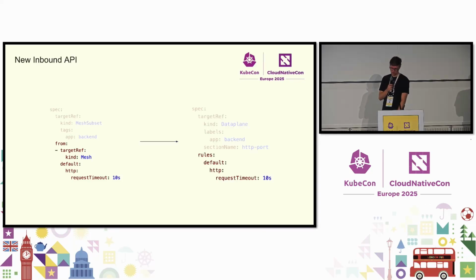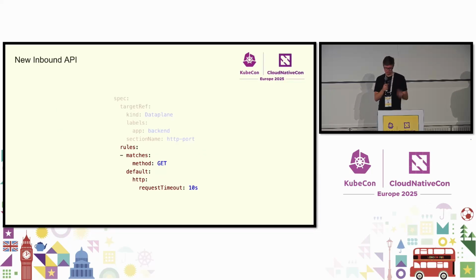So now we are moving towards rules, which is a more Kubernetes-native, Gateway API-similar API. Right now, there is only the default field with the configuration itself. But with the addition of section name, as I mentioned previously, you can select the single inbound and apply configuration to that inbound.